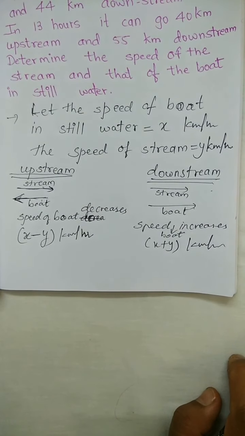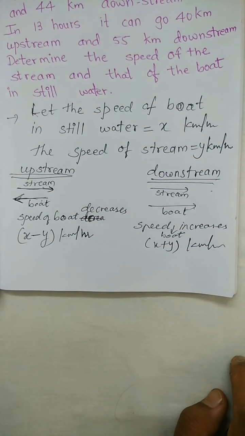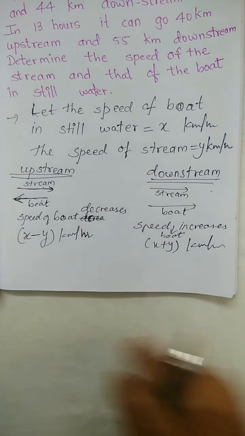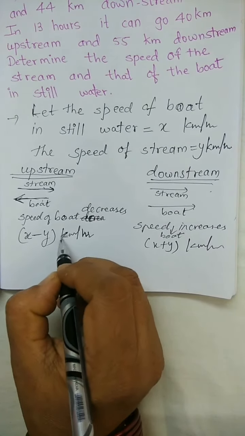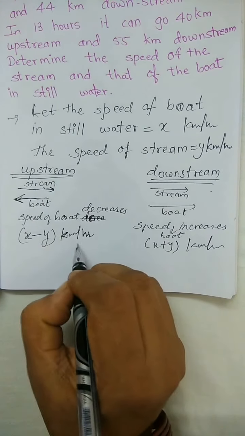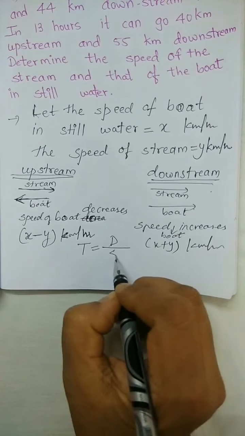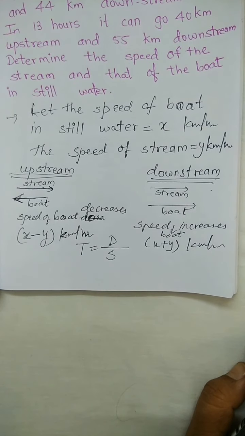Now according to the condition, two conditions are given here, 30 kilometer and 44 kilometer. 30 kilometer upstream, 44 kilometer downstream in how many hours? 10 hours. It takes 10 hours for the boat to complete the upstream and downstream distance. 30 plus 44, both distances. But what is the formula for time? Now you have to go to physics for this. Time formula is distance upon speed.